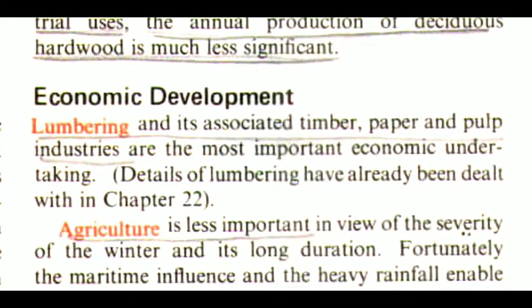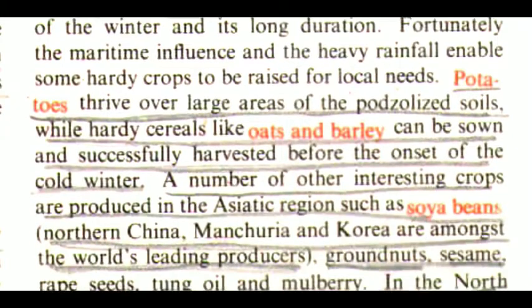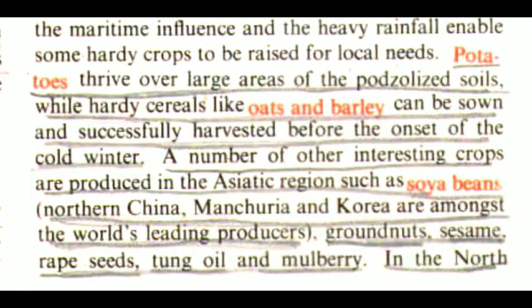Now, talking about economic development. Lumbering and its associated timber, paper, and pulp industries are the most important economic undertaking. Details of lumbering have already been dealt with in chapter 22. Agriculture is less important in view of the severity of the winter and its long duration. Fortunately, the maritime influence and the heavy rainfall enable some hardy crops to be raised for local needs. Potatoes thrive over large areas of the podzolized soils, while hardy cereals like oats and barley can be sown and successfully harvested before the onset of the cold winter.